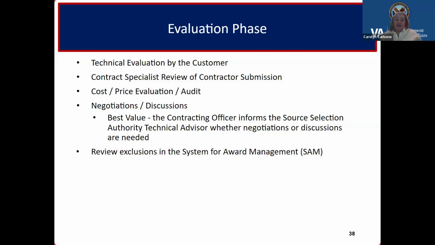There may be negotiations or discussions, which would be led by the contracting officer, but then we could reach back to the customer team to help us reevaluate if that's necessary. And then once all of the reports are compiled, the contracting officer will inform the source selection authority whether those negotiations or discussions are needed, and those will be held as applicable. And then we'll review any exclusions in the System for Award Management. So we'll go to the next slide.